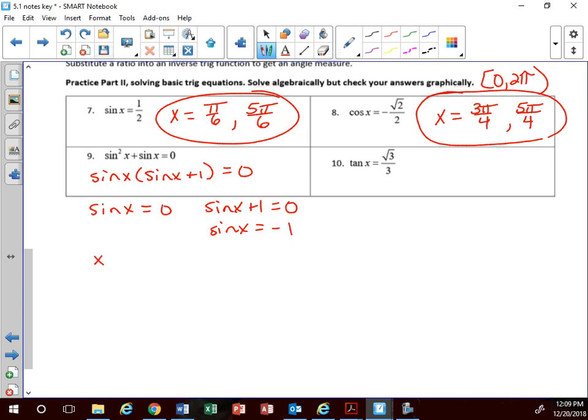So once around the circle, when does it equal 0? 0. Mhm. 0 and pi. Now, it also equals 0 at 2 pi, but is 2 pi included? Nope, 2 pi is not included. The way I wrote that, you would not include 2 pi. And then where does sine equal -1? 3 pi over 2, yes.